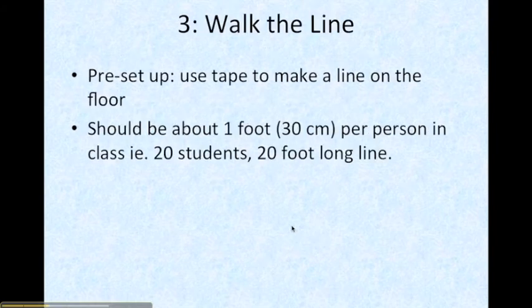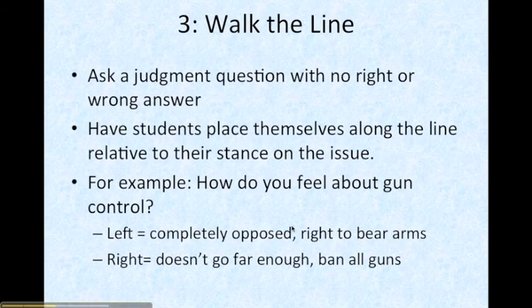Walk the line takes a little bit of pre-setup work. Before the class, you need to use tape to make a line on the ground. Should be about 1 foot per person in the class, so 20 students, 20-foot long line. And then you can ask some form of judgment or value question. The question should have no right or wrong answer, and the students can then place themselves along the line relative to their stance on the issue.